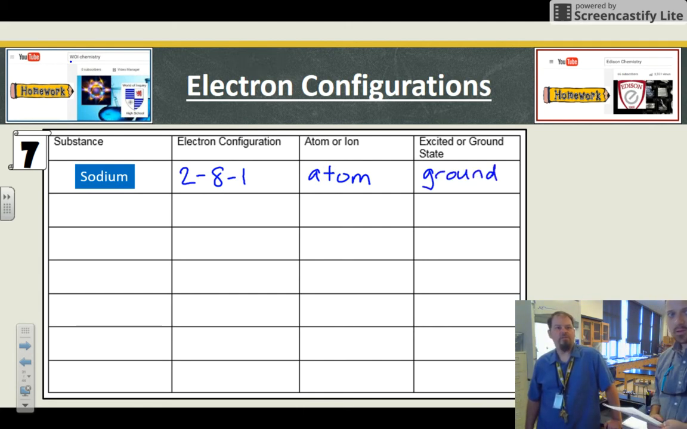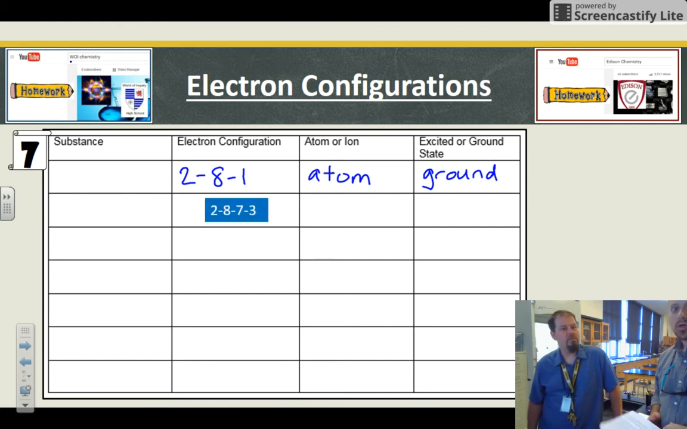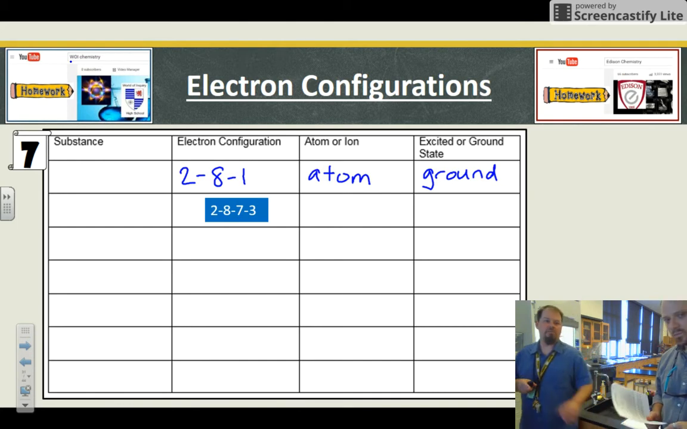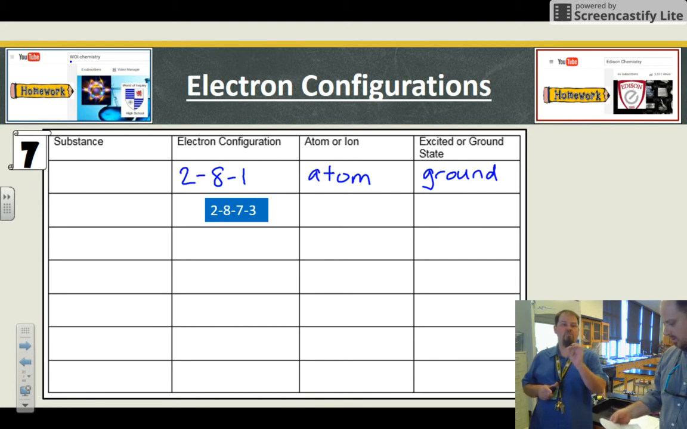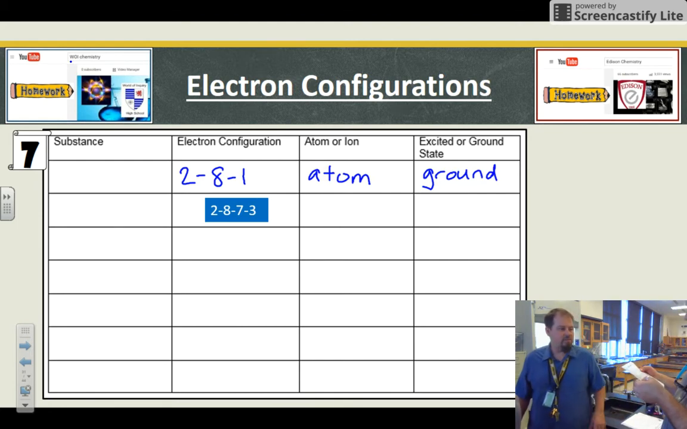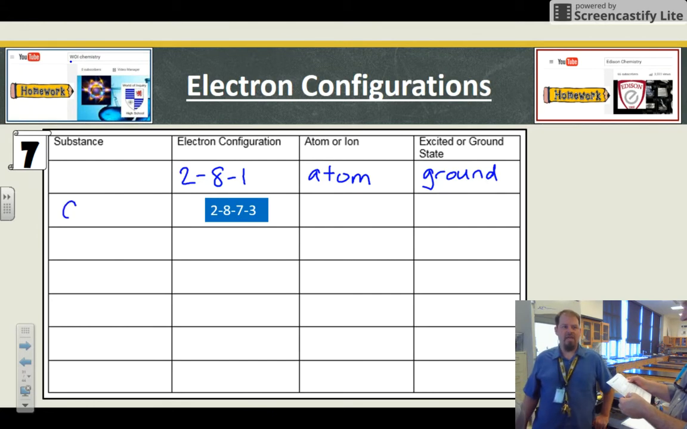Okay, next piece, I'm going to give you something different. 2-8-7-3. All right, so now to figure out what this is, let's add them all up. 2 and 8 is 10, 7 and 3 is 10. So that's 20 electrons. 20 electrons means 20 protons. Who has 20 protons? Calcium. Calcium, Ca. Okay, good.